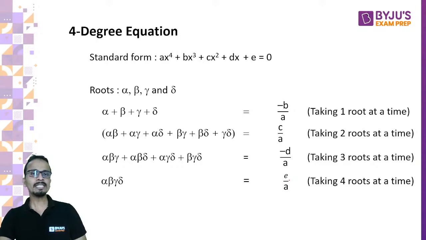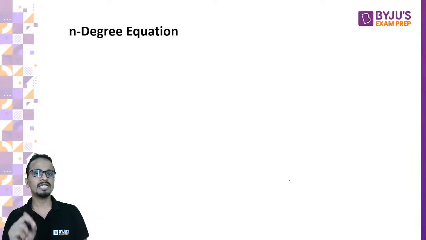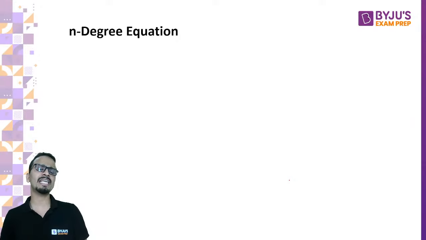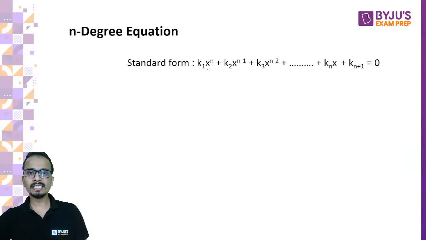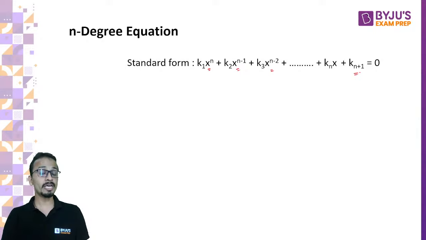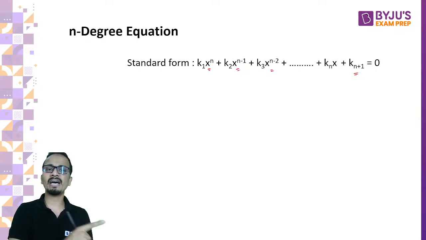All right, now let's generalize this particular thing. If I have an n-degree equation, the value of n can be anything. It can be 4, it can be 5, it can be 10, it can be 20 as well. So first of all, let's look at the standard form of an equation in n degree. Now, the highest power of x will be n. The powers of x will keep on decreasing, and finally I'll not have any power of x. You can compare it with other equations that we have just seen.